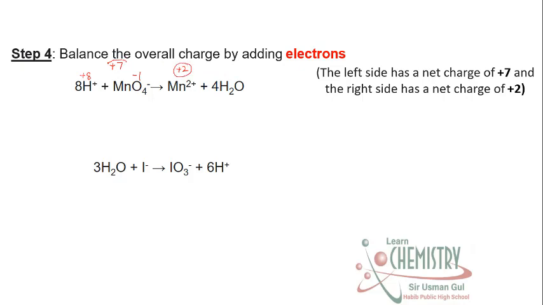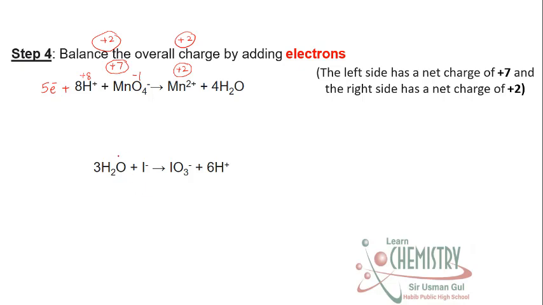Now you can see on the left hand side there is +7 charge, right hand side there is +2. Now to balance that we will add electrons, and where should we add electrons? We should add electrons where the positive charge is greater. So we will add 5 electrons on the left hand side. When we add 5 electrons on the left hand side, then the net charge will become +2 on the left hand side and it will become equal to the right hand side. Now our first half reaction is balanced electrically. Now we will move toward the second half reaction.